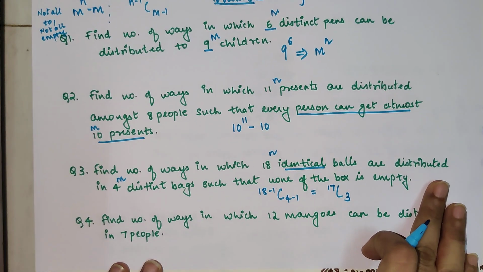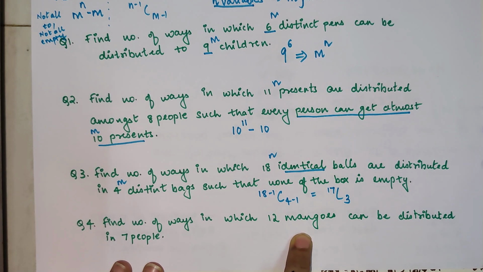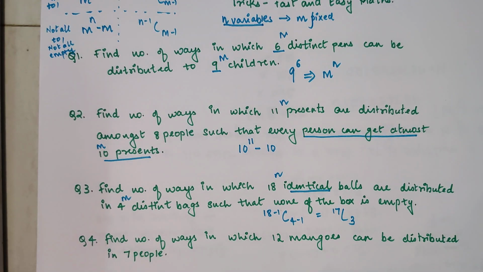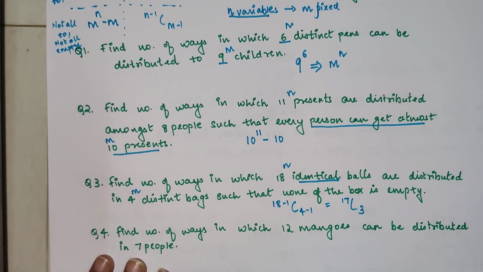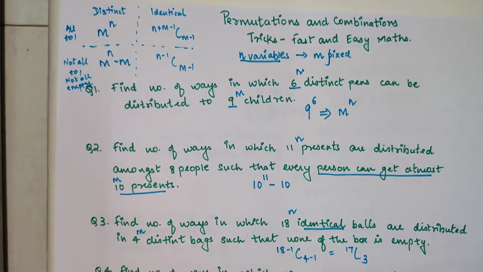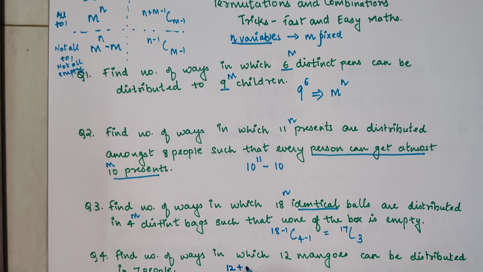Okay, now the next one, find the number of ways in which 12 mangoes can be distributed among 7 people. Now, 12 mangoes, we are going to say that the mangoes are identical. They have not specified any condition that all the mangoes cannot be given to one person, nor that none of the persons will be left empty handed. So we are simply going to use our first one, which is 12 plus 7 minus 1 C 7 minus 1, which gives you 18 C 6.